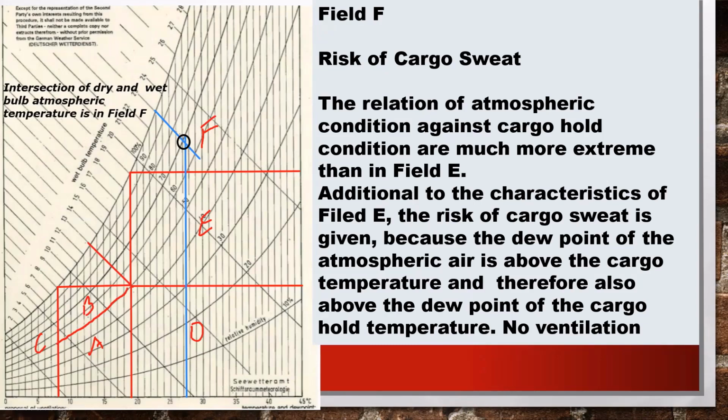So for each day and time I have to take the temperatures, the dry and wet bulb from the cargo hold, and this is the basis of this diagram and for the fields. Then where the intersection with my atmospheric air wet and dry bulb temperature is, that will be the field this temperature is in, and that we have to check to see if ventilation is required or not.